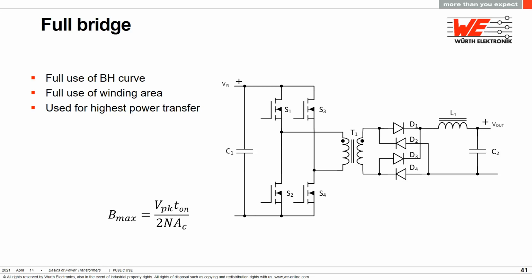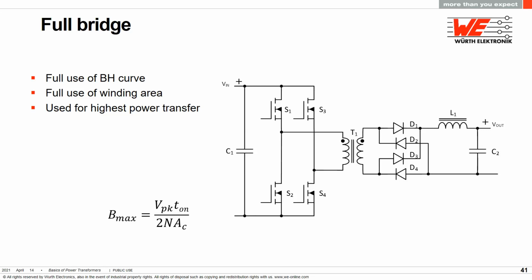The full bridge is used for high power. It has 4 switches that alternate between S1 and S4 on together and S2 and S3 on together to apply and reverse the full input voltage on the primary. This helps reduce the currents. It makes full use of the BH curve and full use of the winding space, but controlling and driving the switches is more complicated.